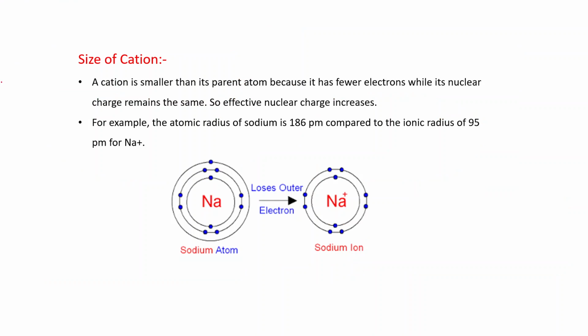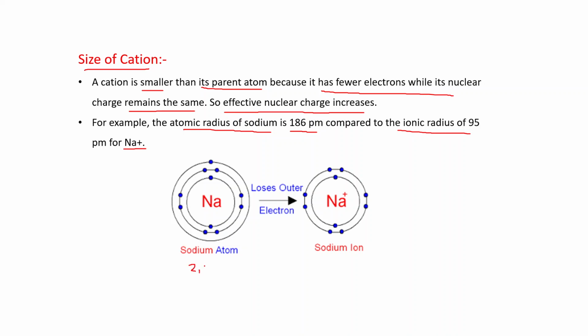Now, size of cation. A cation is smaller than its parent atom because it has fewer electrons while its nuclear charge remains the same. So effective nuclear charge increases. For example, the atomic radius of sodium is 186 picometer compared to the ionic radius of 95 picometer for Na+. You can see this diagram.